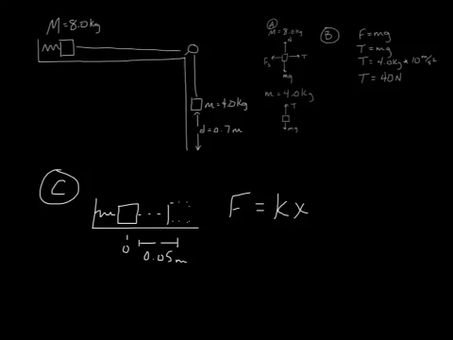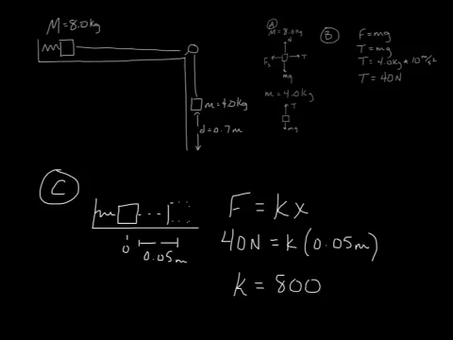For the force, you can substitute the tension of the spring found in part B, which is 40 newtons, and for x, you can substitute the length that the spring is stretched, which would be 0.05 meters. In order to find the spring constant, you will divide the force by the distance the spring is stretched. 40 newtons divided by 0.05 meters. After dividing the two, you get 800 newtons per meter, which is the spring constant.